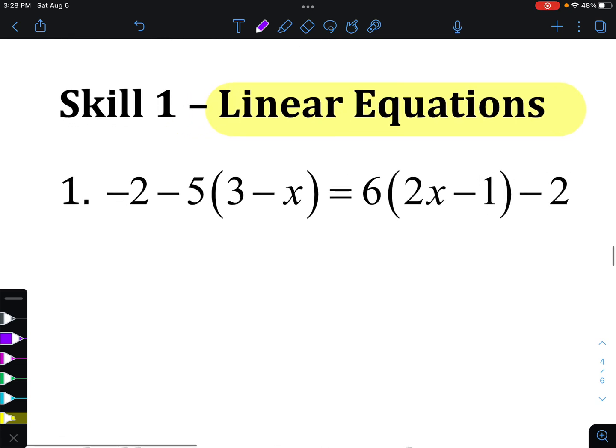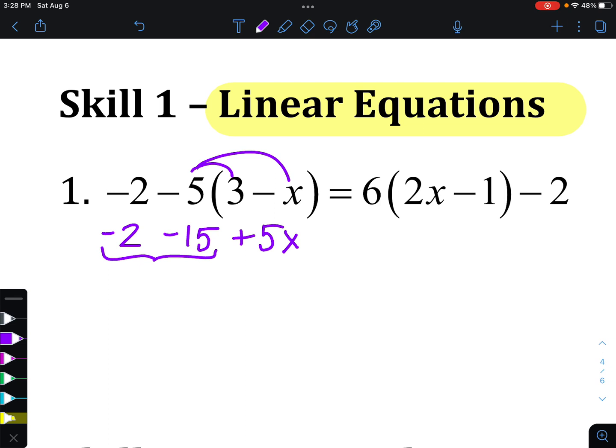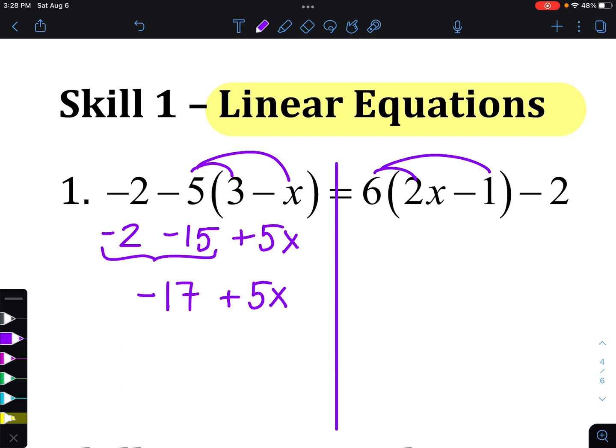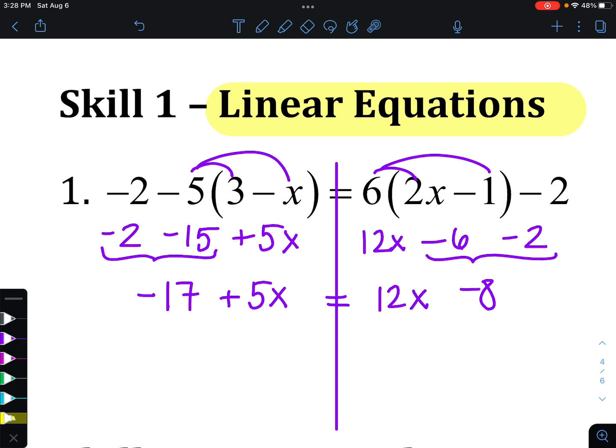So if we look at the left-hand side first, we're going to distribute that -5. So -2 minus 15 plus 5x. If we combine these two, -2 minus 15 is -17 plus 5x. So notice I'm just working one side at a time. When I look to the right-hand side, I'm going to distribute that 6, get 12x minus 6 minus 2. Since I'm still on the same side of the equal sign, again, I'm going to combine -6 minus 2 is -8. So we get 12x minus 8.